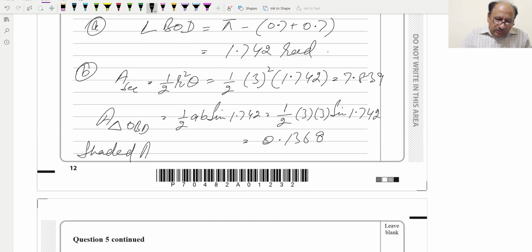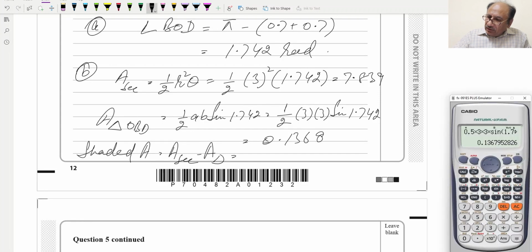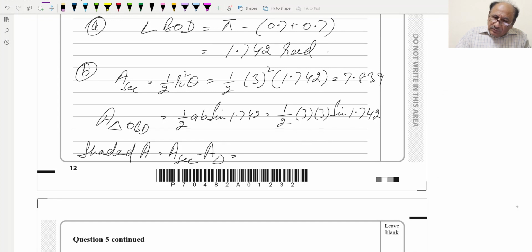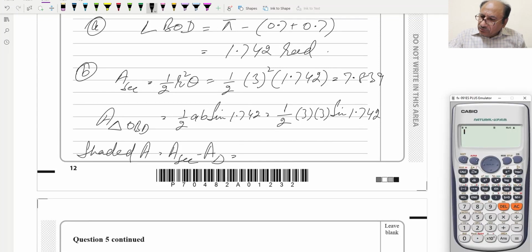The shaded area will be equal to the area of the sector minus the area of the triangle, which is 7.839 minus the answer, and this will be equal to 7.07. Basically, the mistake which we have made is that we have to take radian mode. So I will recalculate this number. I will change the calculator mode to radian. You will have to take care of the radian also.